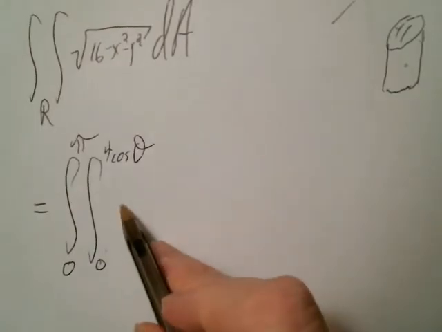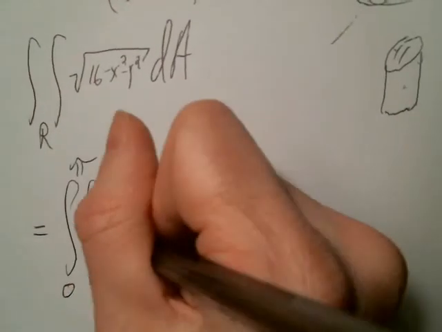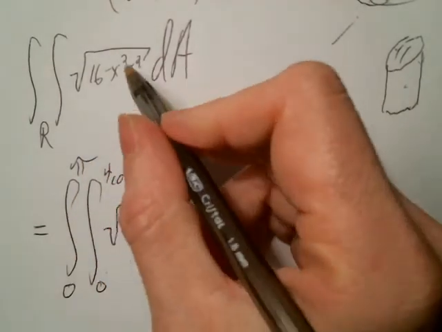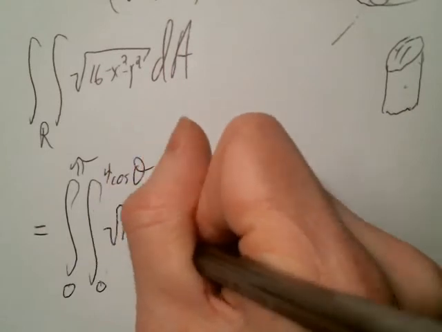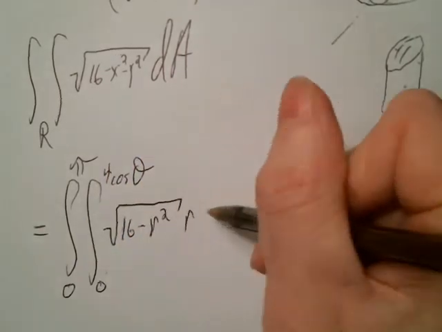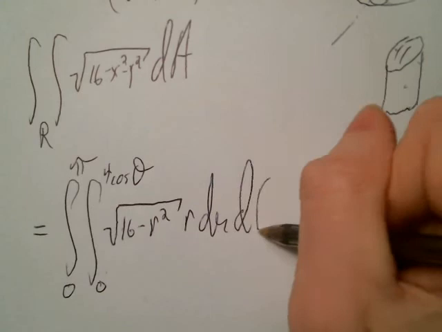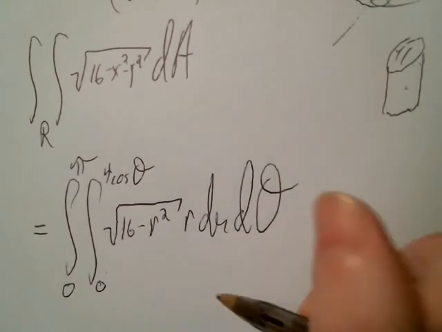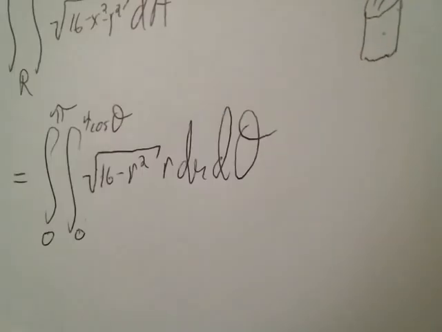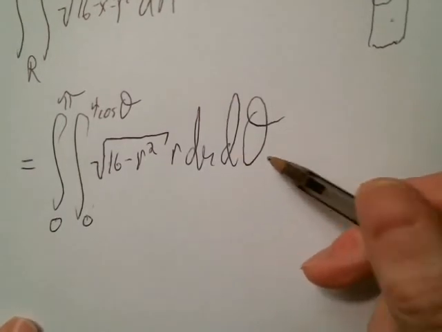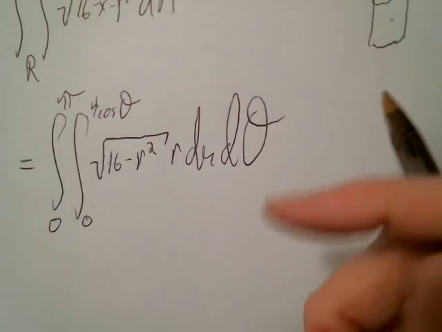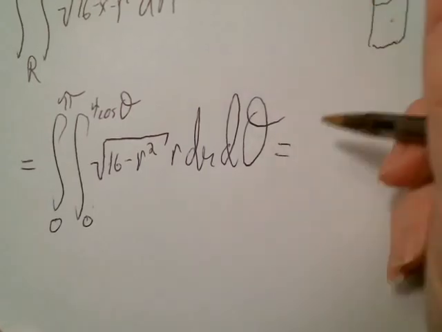Then on the inner part, I'll have this thing, which if you rewrite, noting that x squared plus y squared is r squared, you have 16 minus r squared. And then you have to tack on r d theta. And that'll do it. That's the integral we now have to tackle. Now this integral is a bit of a nightmare to do.